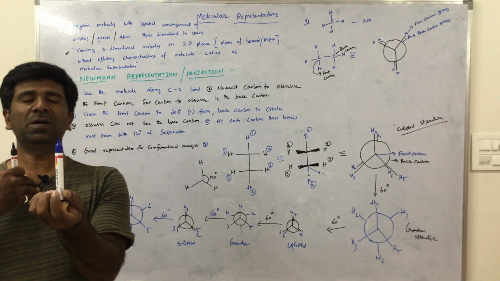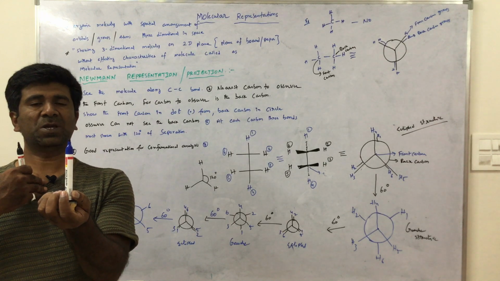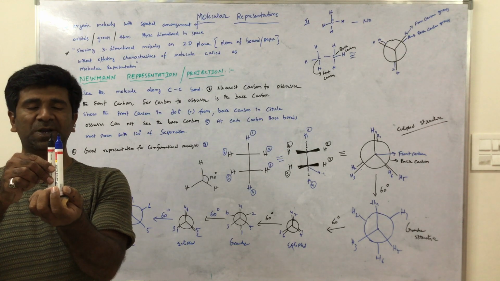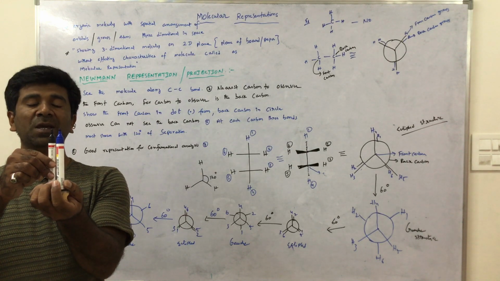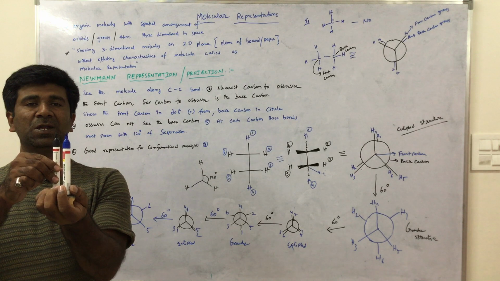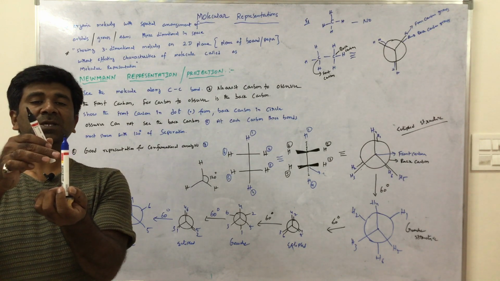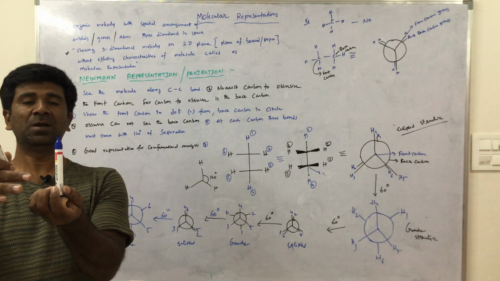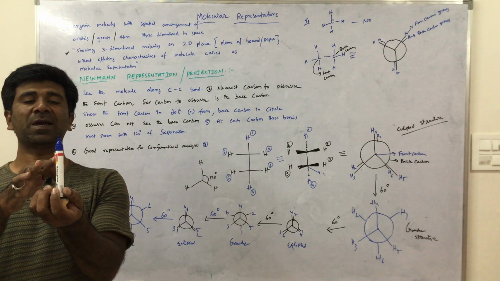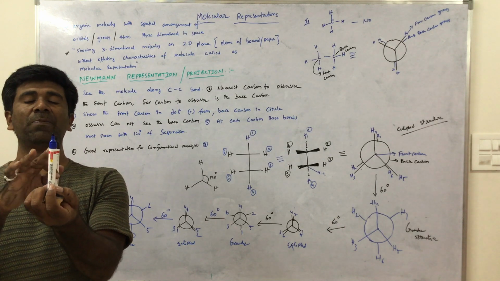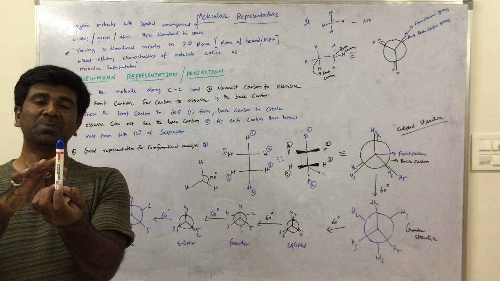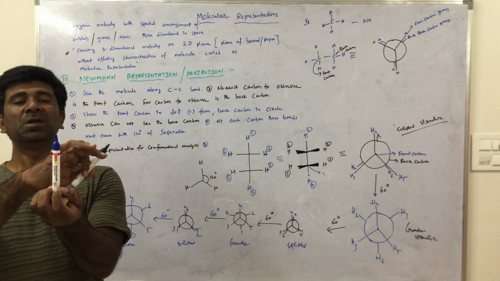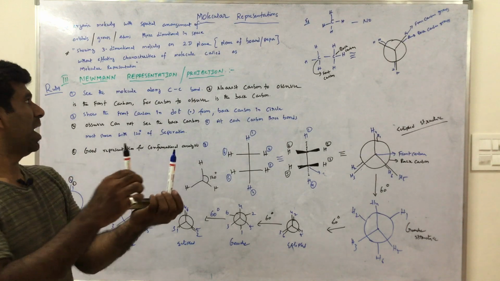So here I am the observer. This is the front carbon, nearer to the observer. As seen by my eyes, this is the back carbon, this blue one, away from the observer. This is the front carbon near to the observer, this is the back carbon away from the observer.